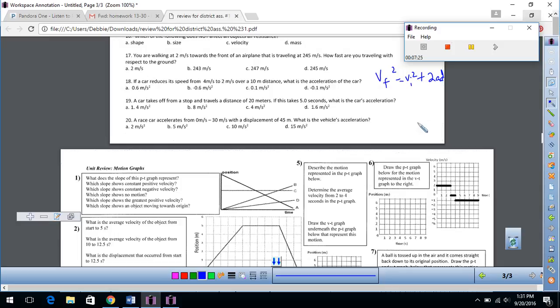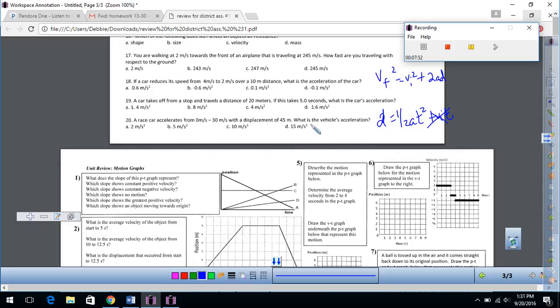A car takes off from a stop and travels a distance of 280 meters. If it takes 5 seconds, find the acceleration. D equals 1/2 AT squared plus ViT, but we don't care about ViT because that is starting from rest because it was stopped. So you know your distance and you know your time. Find your acceleration. From 0 to 30 and with that.